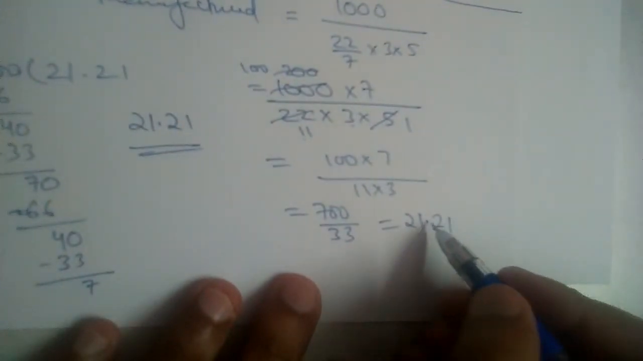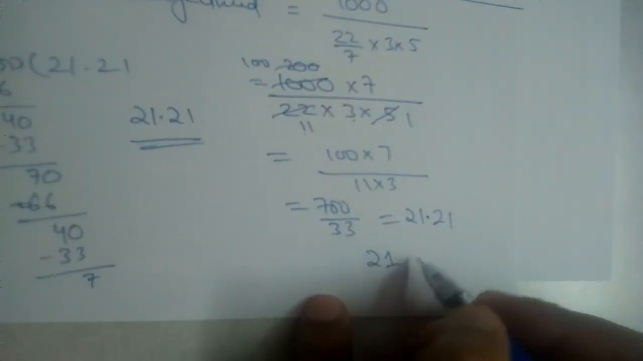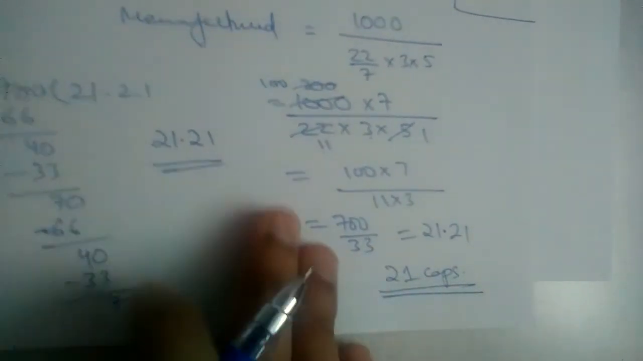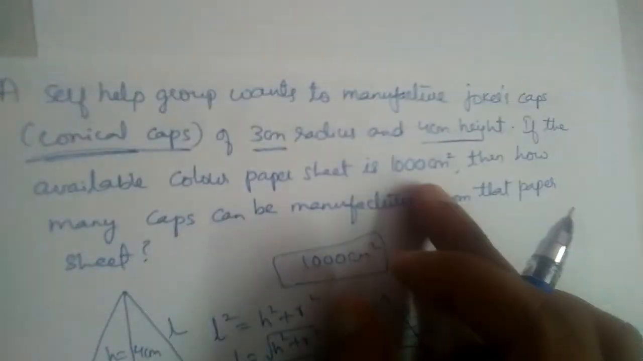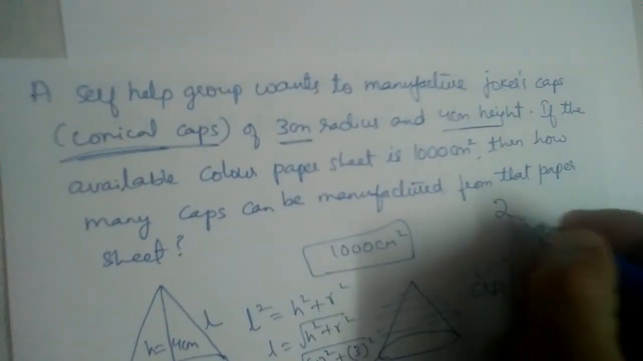We cannot have 21.21 caps, right? So how many caps can we manufacture? 21 caps. So number of caps that can be manufactured from 1000 centimeter square of paper is equal to 21.